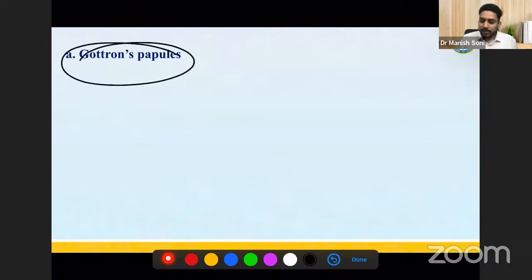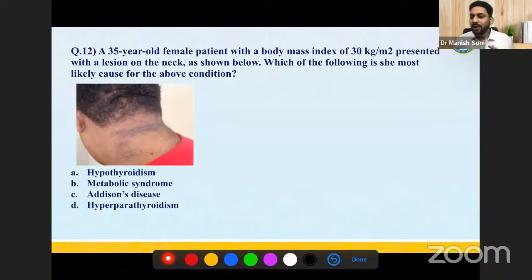So these are Grotton's papules seen in dermatomyositis. Very good. I was expecting that maybe you will not be able to answer, but most of you have answered this question correctly. I'm very happy that you are doing your preparation well.